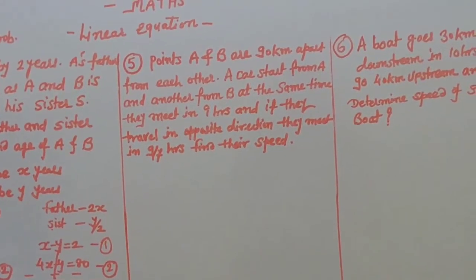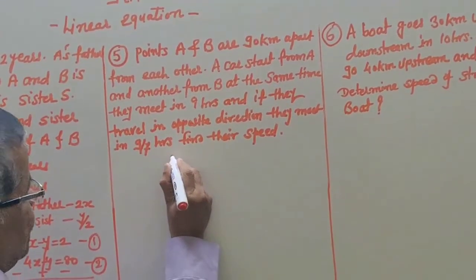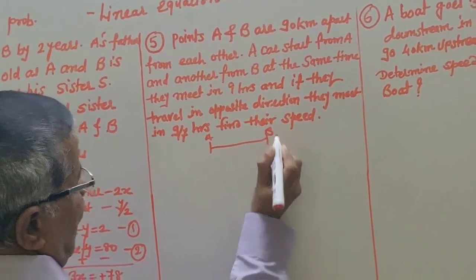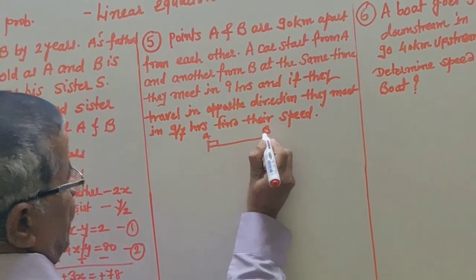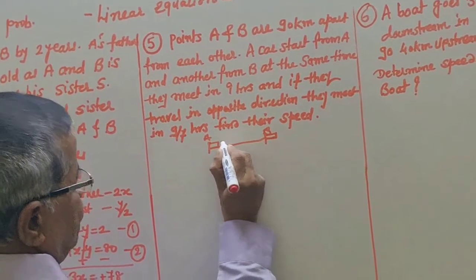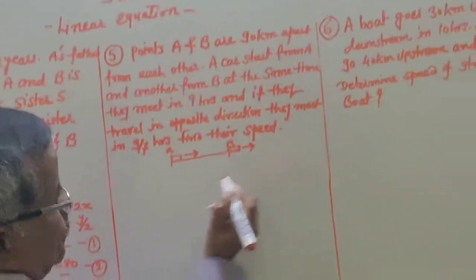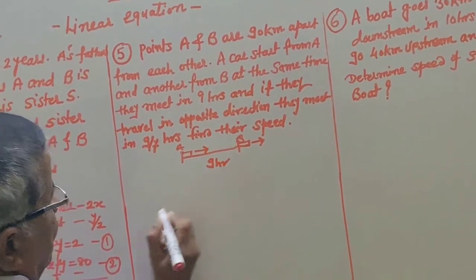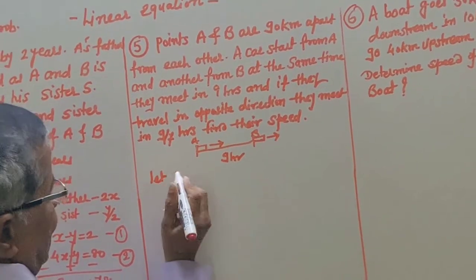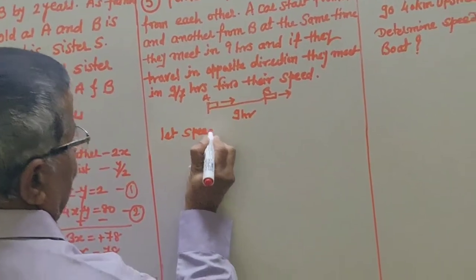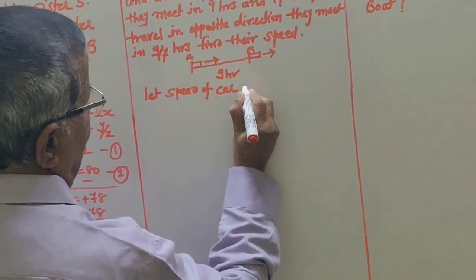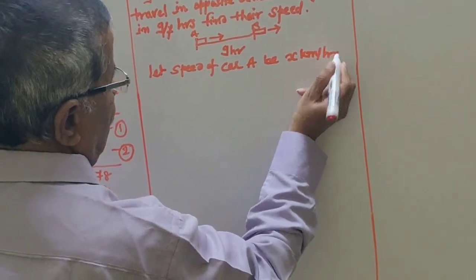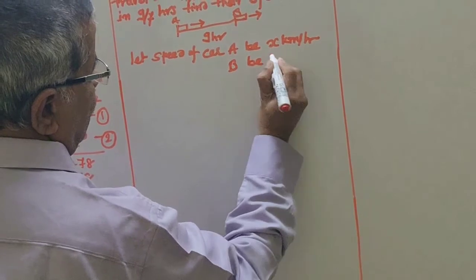The points A and B are 90 km apart from each other. Okay, these 2 points are given, A and B. The cars start from A and B, okay, if they go in the same direction, they meet in 9 hours. What time is given? 9 hours. Now I will let the speed of car A be x km per hour. What is the speed of B? B is y km per hour.